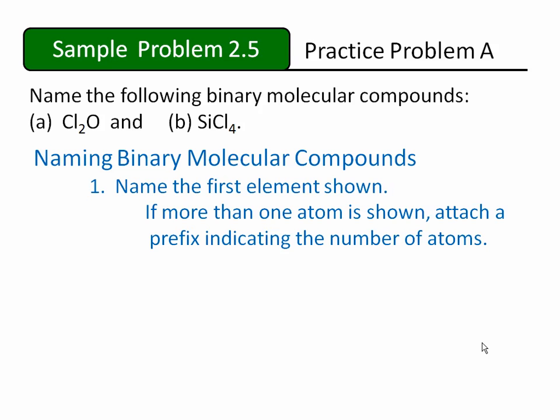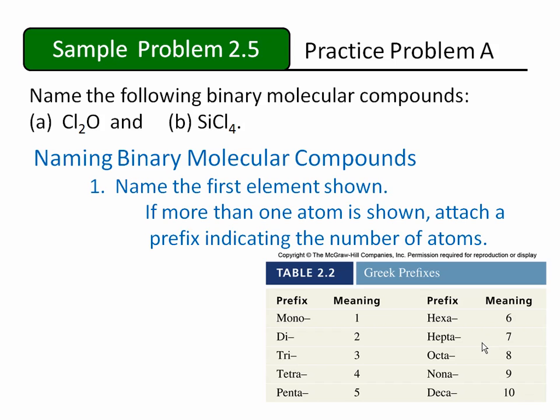The first thing we must do is work with the first element that's shown in the chemical formula of the compound. If that atom has a subscript indicating more than one atom is present in a molecule, then we will include a prefix that indicates the number of atoms shown. The prefixes are given to us in table 2.2 on page 52. It looks like this, and we'll refer to this table as we look at the question itself.